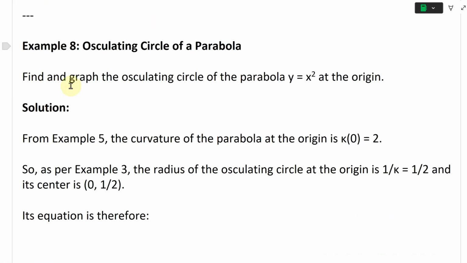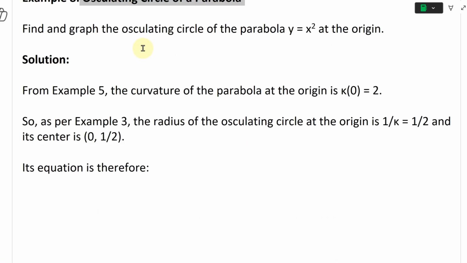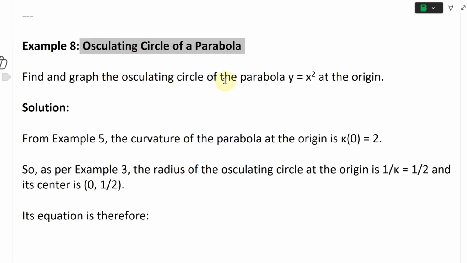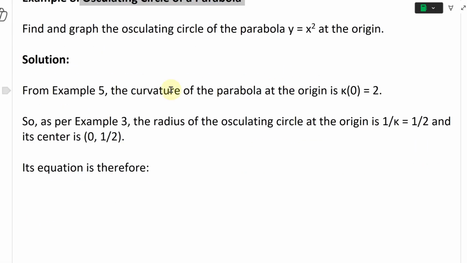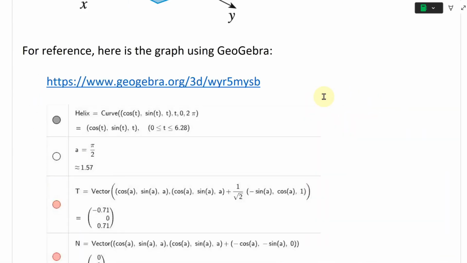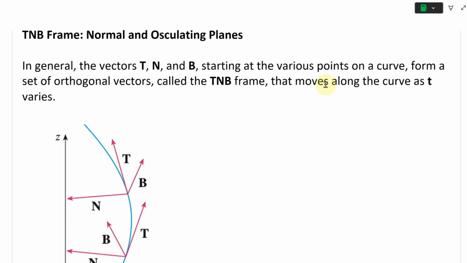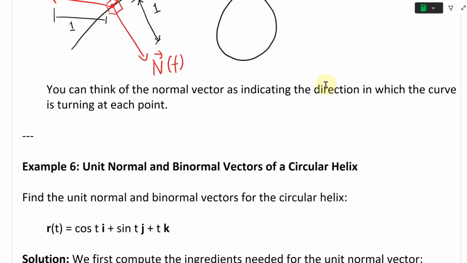So we'll go over the last example, example 8 of this extremely long video. Example 8, osculating circle of a parabola. We're asked, find and graph the osculating circle of the parabola y equals x squared at the origin. Solution. From example 5, the curvature of the parabola at the origin is kappa of 0 equals 2.